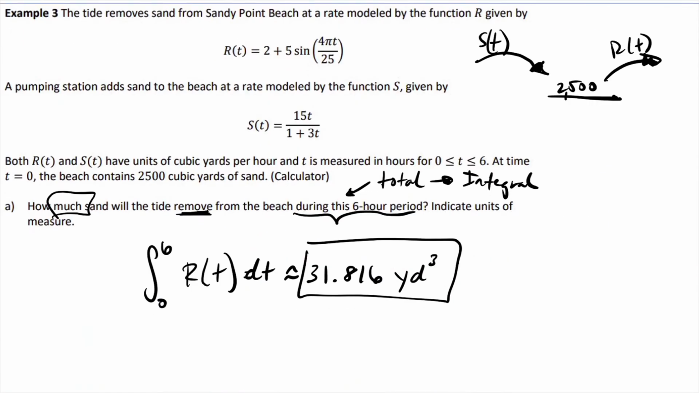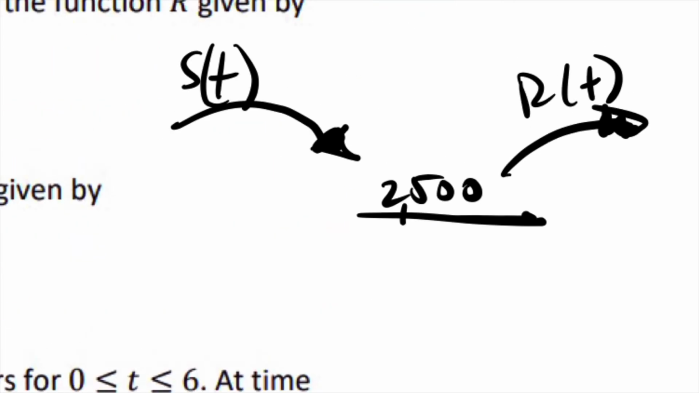So the last problem, which we're not done with because we just did A, was a situation where we have three things going on. First thing going on, tide is pulling sand away from the beach. So sand is leaving the beach. At the same time, you have a pumping station that's putting sand back onto the beach. And then it says currently at the start, when t equals 0, there's 2,500 cubic yards of sand there. So this is kind of what's going on here.